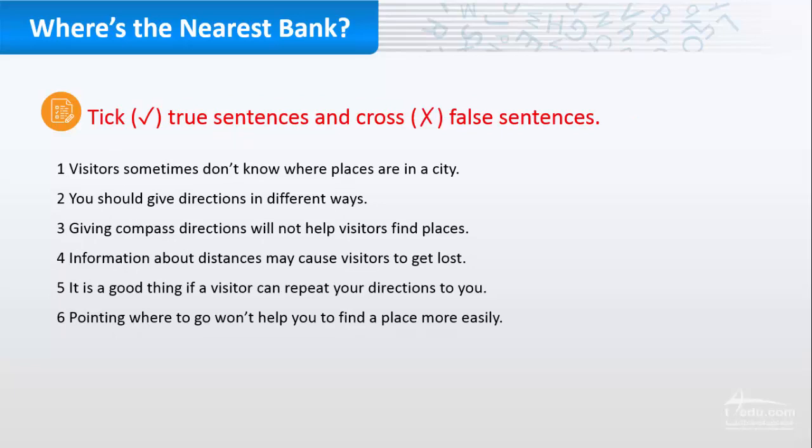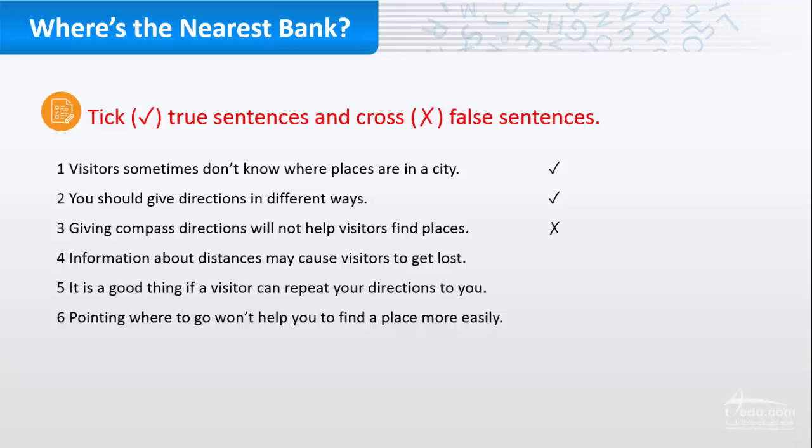Now I want you to tick true sentences and cross false sentences. For example, number 1, visitors sometimes do not know where places are in a city. True, of course, because they are just new to the city. Number 2, you should give directions in different ways. Of course, so you can help them to understand your way. 3, giving compass directions will not help visitors find places. Of course, it's not. It will help a lot.